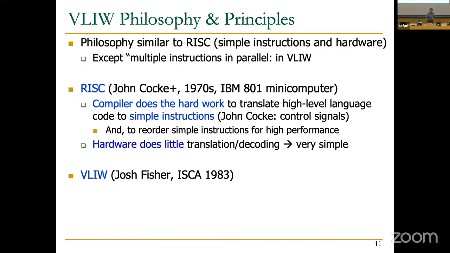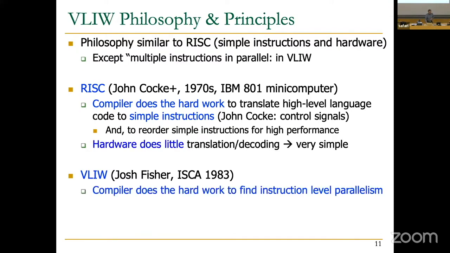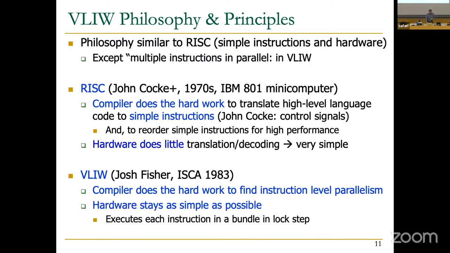Hardware does little translation and decoding, so it's very simple. VLIW compiler does the hard work to really do this at the vertical side also. So RISC says basically at the instruction level and a pipeline level, horizontally, and VLIW says vertically within the same cycle you do that also. So basically vertically and horizontally is much harder than clearly just horizontally, right? So you need to do the hard work to find which instructions can be executed in parallel. Actually, even worse than that, which instructions can be executed when, at what time, and with which other instructions. And as a result, hardware stays as simple as possible and executes each instruction bundle in lockstep.